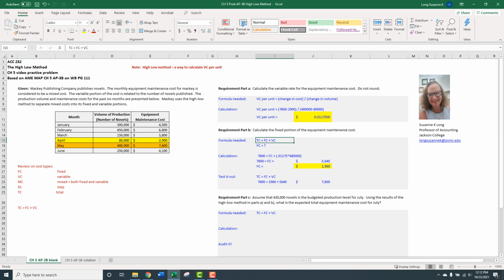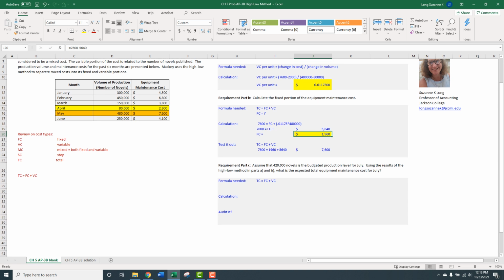Keep it simple. Total cost, 7,600. Fixed cost, that's what we're solving for. Variable cost per unit times the number of units. Be careful about what they're asking for. They're asking for fixed, so that's the answer, the 1960. So we calculated variable per unit, and we calculated total fixed cost.